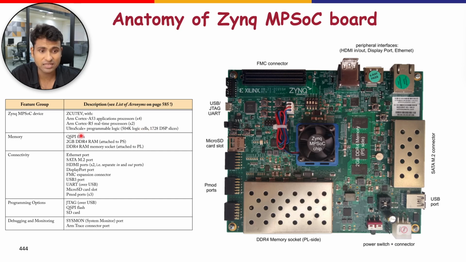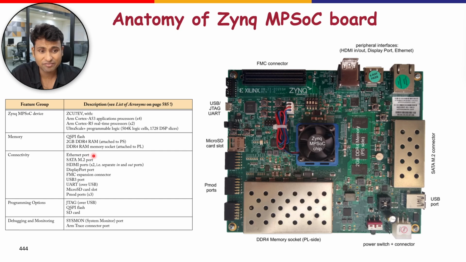The memory includes a QSPI flash, a 2GB DDR4 RAM which is attached to the PS, and a DDR4 RAM memory socket attached to the PL. On the board you can see where the 2GB DDR4 memory sits for the PS side, and this is the memory socket for the PL side. The PL can also access this memory using direct memory access, a DMA engine, as we had seen in lab 3 or lab 4 related to the Pynq board.